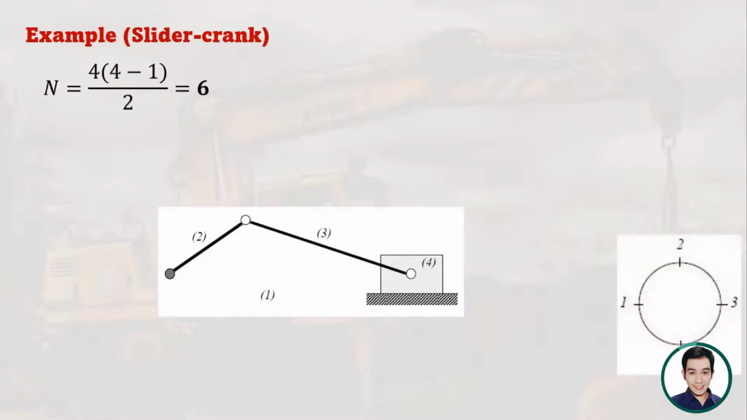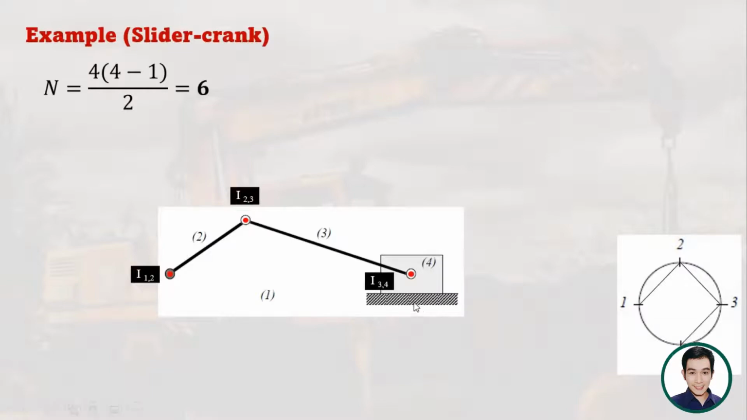Then we draw the IC circle by spreading all the points, the number of links that we have. So we have 1, 2, 3, and 4. Then locate the known ICs. So we have the 1, 2, it's known. Then draw that in the IC circle. Another known is 2, 3. Then we have 3, 4. And then we have the ground.